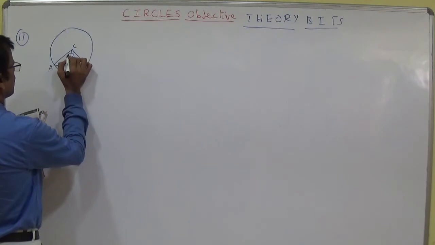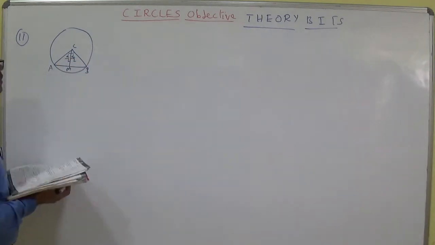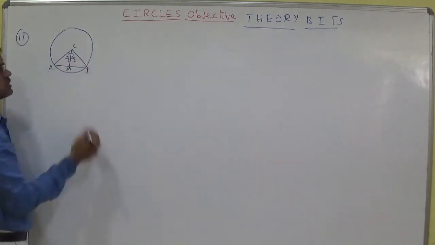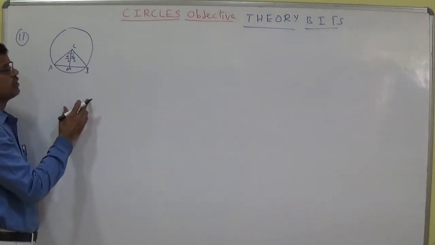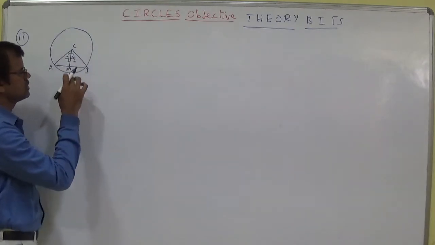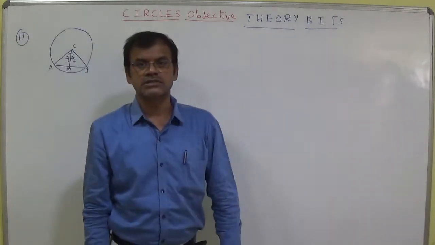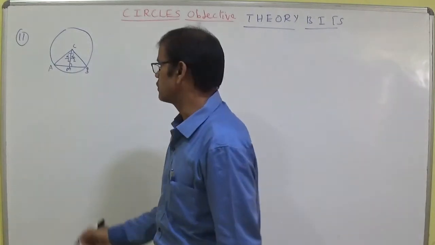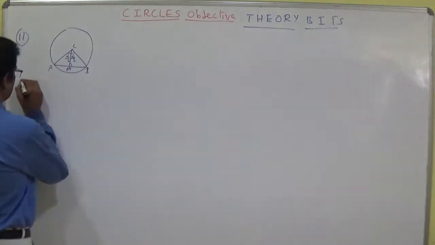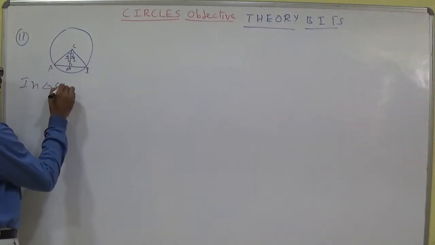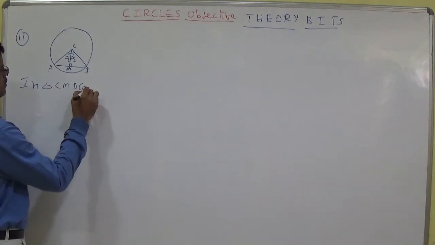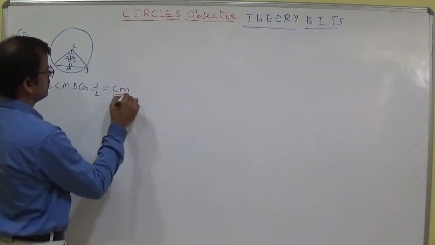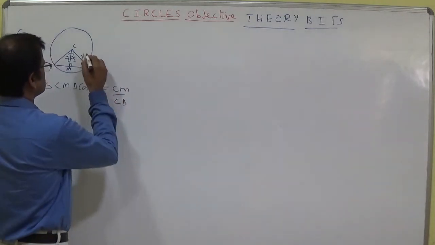The chord making alpha at the center, then the half angle becomes alpha by 2. Whenever C is the center and M is the midpoint of the chord, if we join the line from C to AB, it is the perpendicular line and it intersects at the midpoint. So now in the right triangle CMB, cos alpha by 2 is equal to CM by CB. CB means R, the radius.